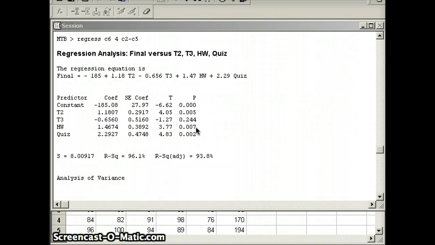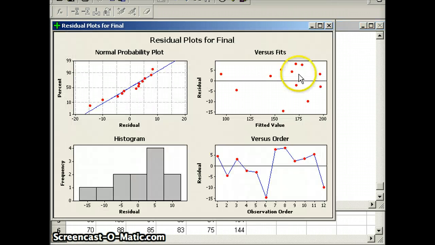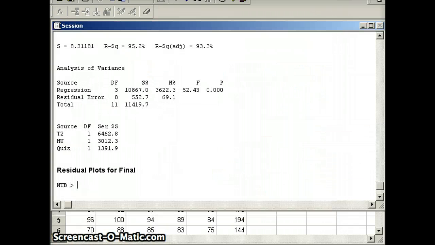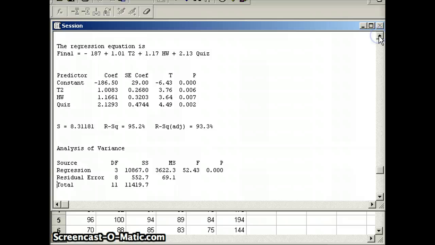So I want to do another regression equation, this time ignoring T3. So this time my command will be regress C6 on 3 predictors, C2, which was test 2, C4, which was homework, and C5, which was quiz. We're leaving out test 3 as not being a good predictor. And let's see what the results are for this. So this time our equation is, the final is negative 187 plus 1.01 times test 2 plus 1.17 times homework plus 2.13 times quiz. So in a sense, the quiz is the most important predictor of how the person is going to do on the final exam.